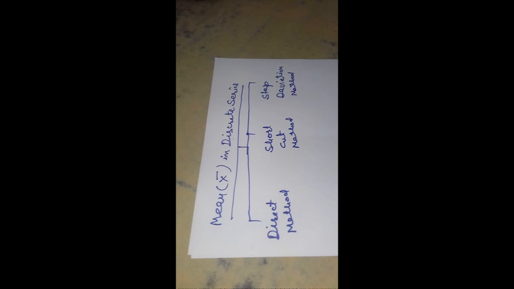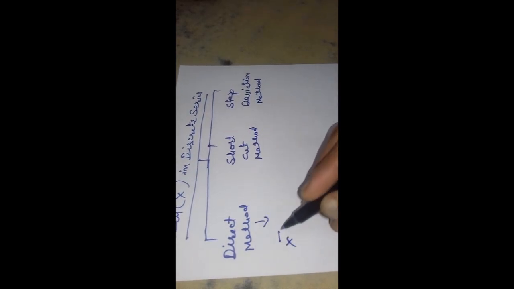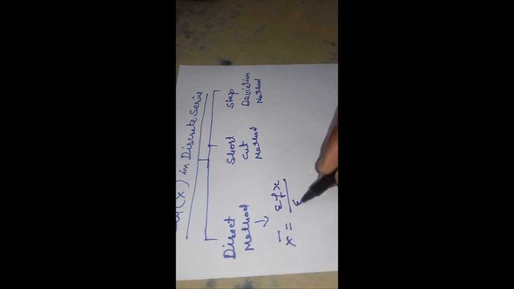Now let's start with the mean in discrete series. A discrete series is one in which variables and their relevant frequencies are given. We can solve it by three different formulas, that is the direct method, shortcut method and step deviation method. We can start step by step. For the direct method, the formula will be x bar equals summation fx over summation f.